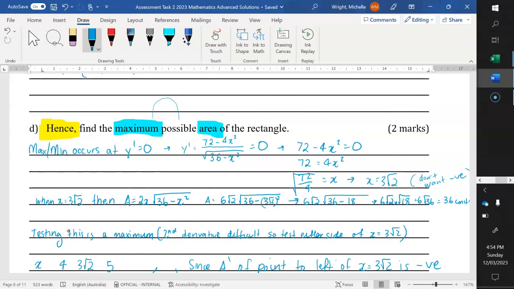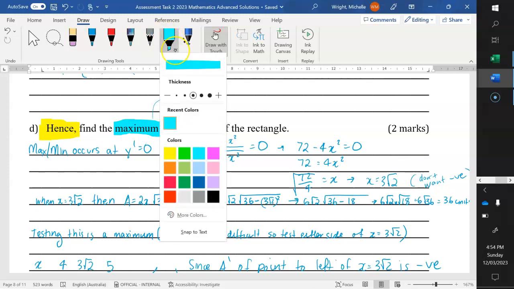But that's not what we want. That's the x. I think that was the width of the rectangle. This is asking me for the maximum possible area. So what I wanted you to do was to get that x and substitute that back into the area equation that we had a couple of questions up. I think it was part B. This one here: A equals 2x times the square root of (36 minus x squared). So I would like you to substitute that into there. I might just highlight that for us.